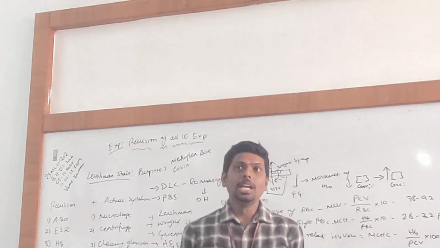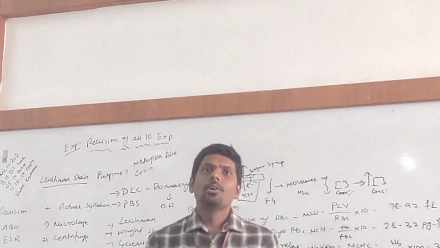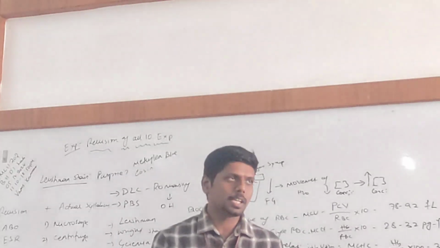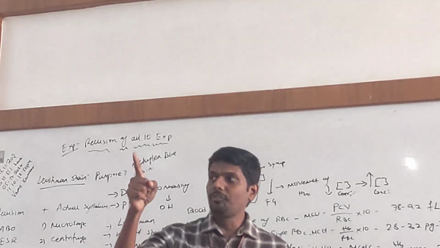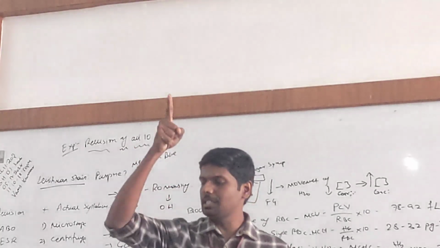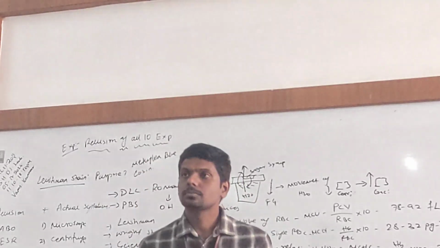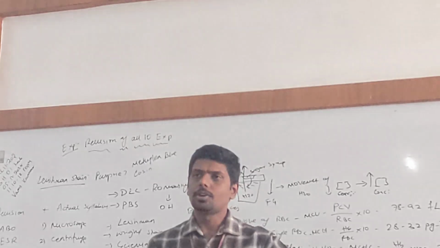DLC, very good. In DLC, what value will you look at? What count will you check in DLC? Eosinophil count. If the eosinophil count is high, definitely that indicates our Mariam has some allergic issue. Very good.